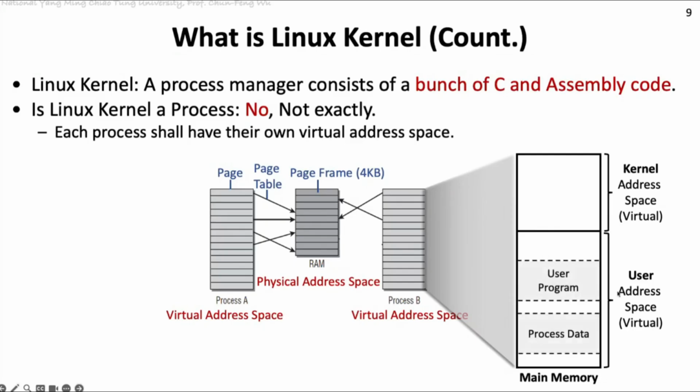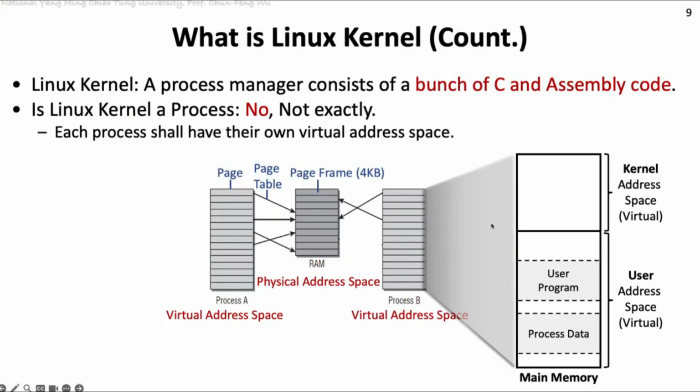You can think of it like this. The user program and process data are all stored in this virtual address space for each process. For example, this is process B, so this is user program B and the process data related to process B. But what kind of data is in the kernel address space? For example, the code for the scheduler, the memory manager's code, and the file system code. All those things are in this area.